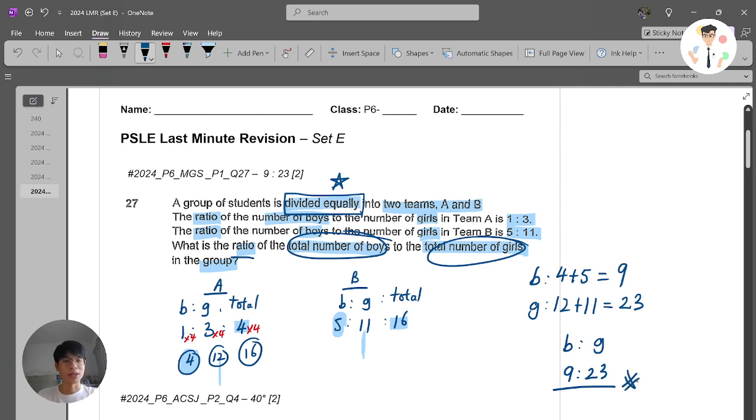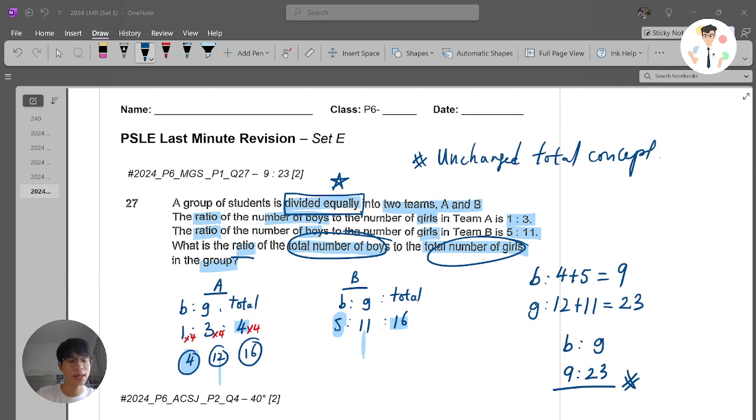And we are done. Okay, and that's all for this question. Again, this is the total unchanged concept, which means that the total is the same. I can say unchanged total. Okay, we are done with the first question, and let's move on to our next question.